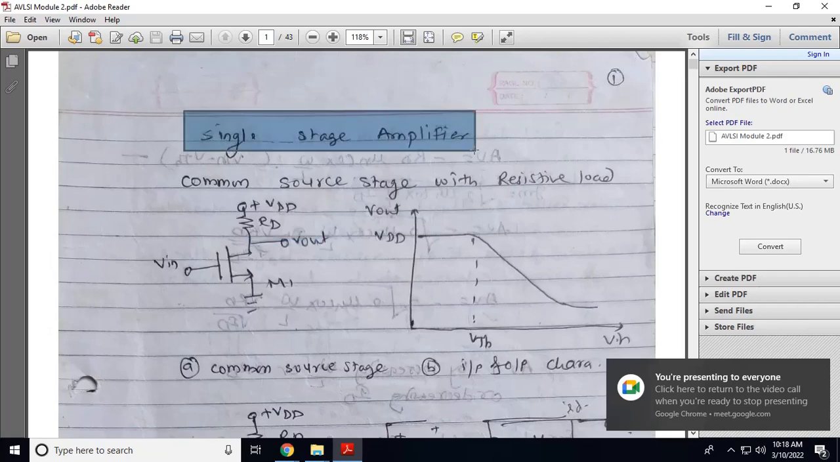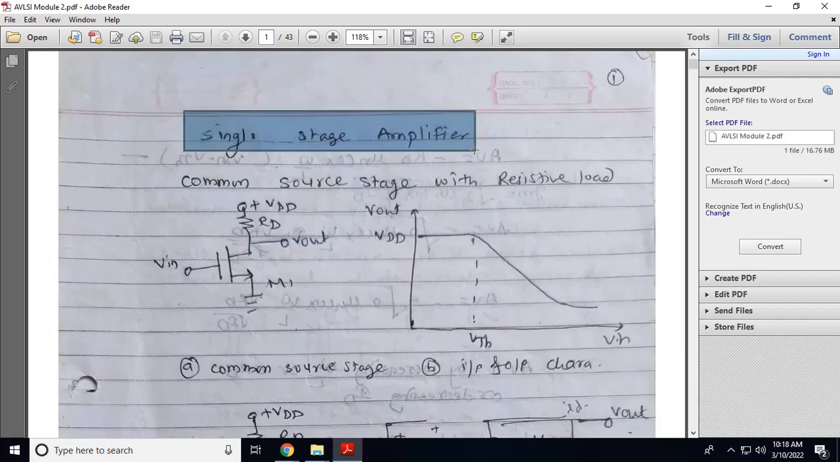Single stage amplifier. An amplifier is a circuit which will increase the amplitude of the signal without change in the shape. So we apply a small signal and that signal will get amplified by the amplifier.